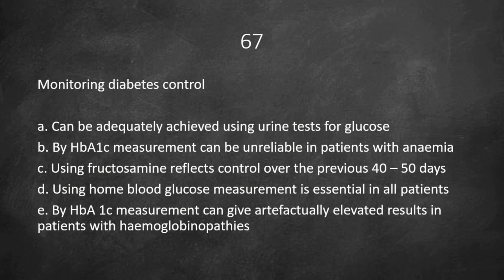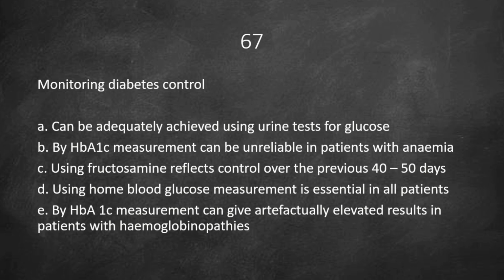Then if you look at option B, it's actually correct. It says that HbA1c measurement may be unreliable in patients with anemia and other hemoglobinopathies because it relies on the average glucose level attached to hemoglobin over the past 2 to 3 months. Conditions affecting red blood cell turnover, such as anemia, can affect the accuracy of HbA1c results. So this answer is correct, it is viable.